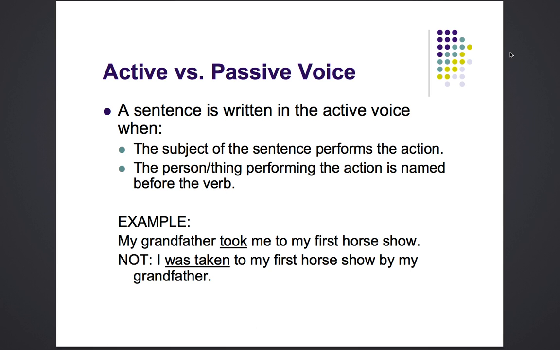Active voice has to do with the use of verbs in a sentence. A sentence is written in the active voice when the subject of the sentence performs the action and the person or thing performing the action is named before the verb. For example, my grandfather took me to my first horse show. Not, I was taken to my first horse show by my grandfather. This puts the subject in the upfront position and it actively uses the verb. Using fewer verbs is always better and much more clear than using more verbs in your writing.